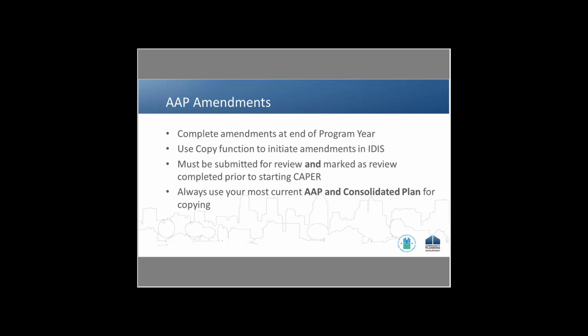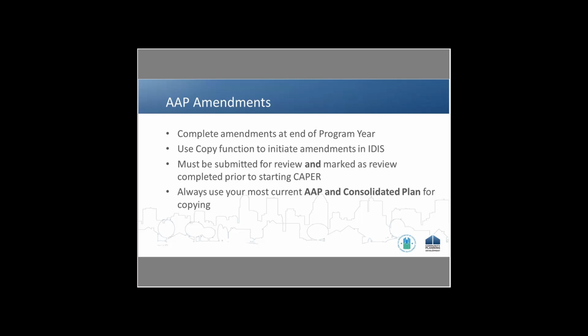All of your amendments must be submitted for review and marked as review completed in IDIS prior to starting your CAPER. This is getting back to what Beth said a few minutes ago: when your plan is changed to being review completed, that is what signals to IDIS to make sure that all of your information will be copying forward, if it's from your consolidated plan to your action plan or from your action plan to CAPER. That is what links all of that data in IDIS for you. And if you start your CAPER before that amendment or before that action plan has been marked as review completed, none of the data associated with that action plan will carry forward.